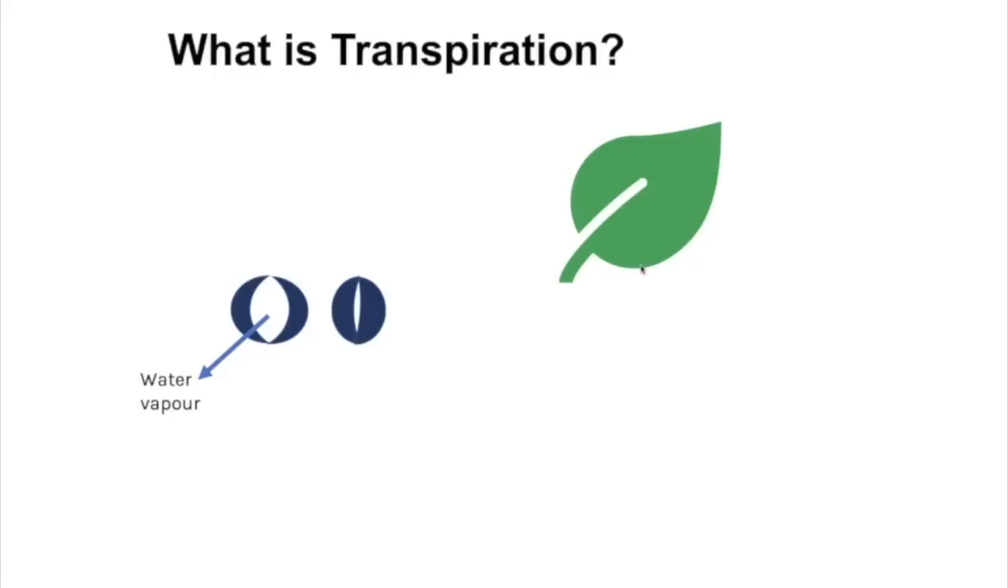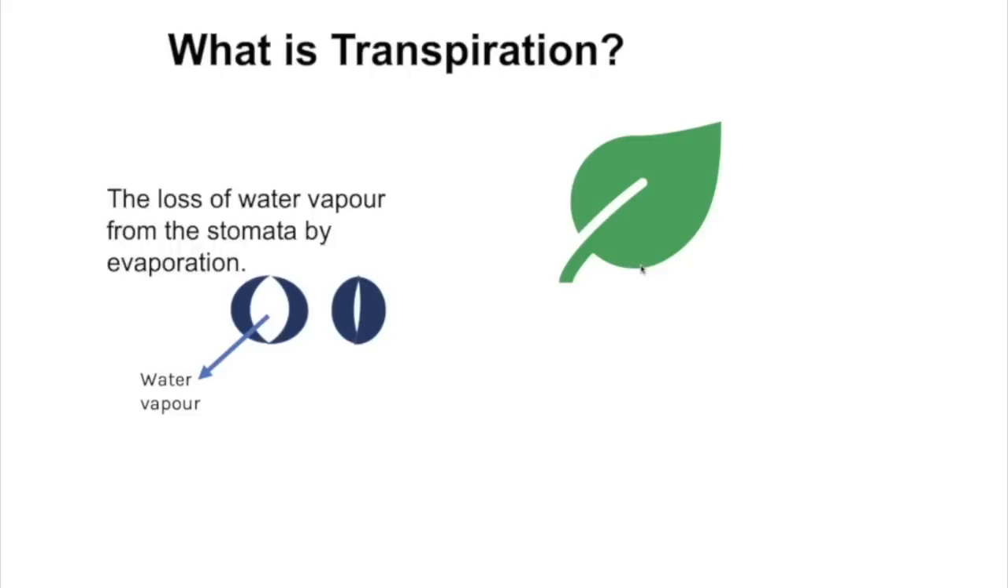So the last bit of topic 3 is mass transport in plants. And we start with the mass transport of water, looking at, first of all, transpiration. So transpiration is the loss of water vapour from the stomata.